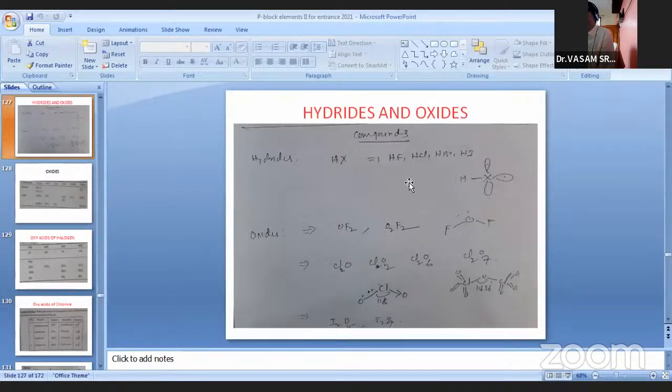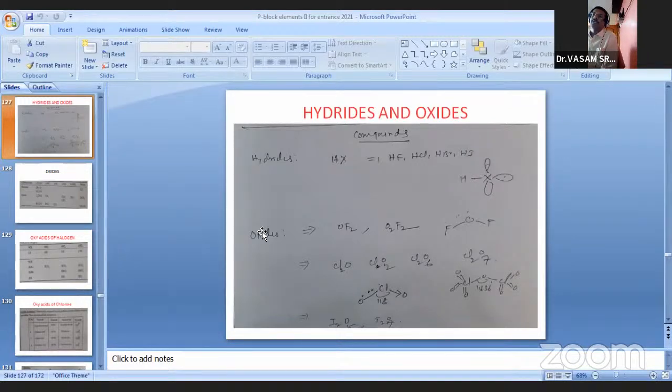That's why the geometry changes from tetrahedral to linear. So 1 sigma, 3 lone pairs, total 4. For sp3 hybridization, the geometry is linear. So any hydride of seventh group elements exhibits this shape and properties.